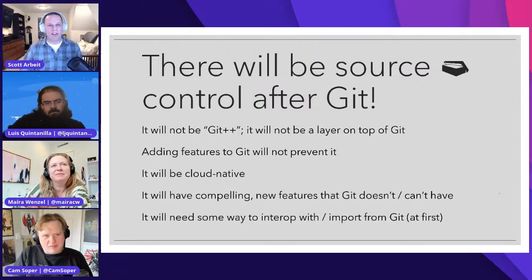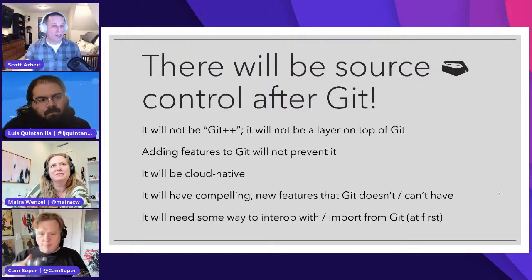And I remember thinking, these little toy databases, how could they handle any real data? And look at it now. So what I want to say anyway is that there will be source control after Git, I believe, and it won't be Git++. It won't be just a tweak on Git.